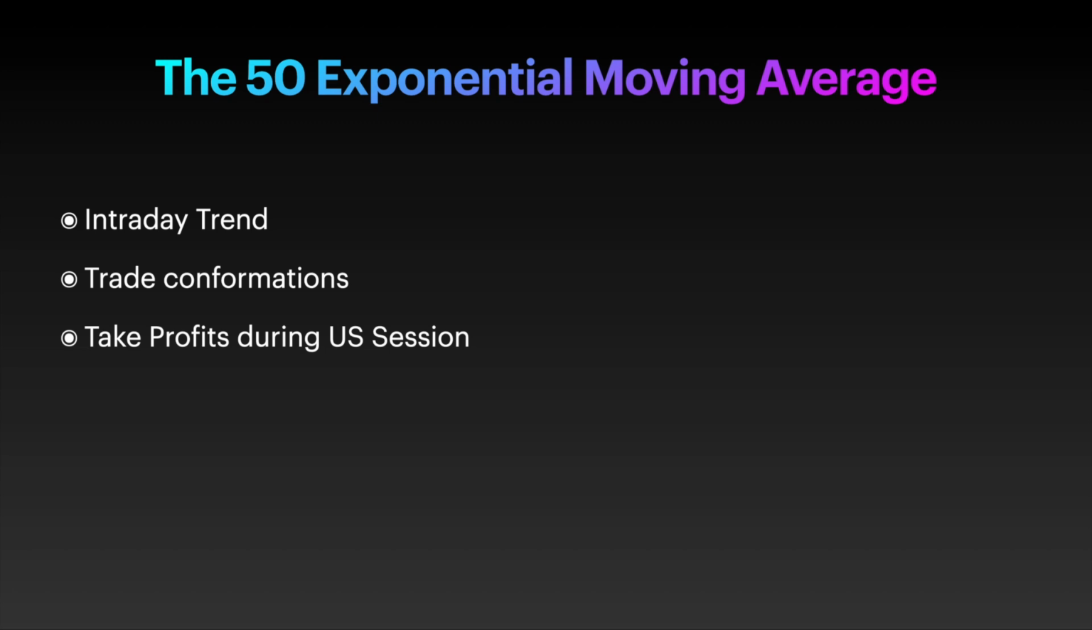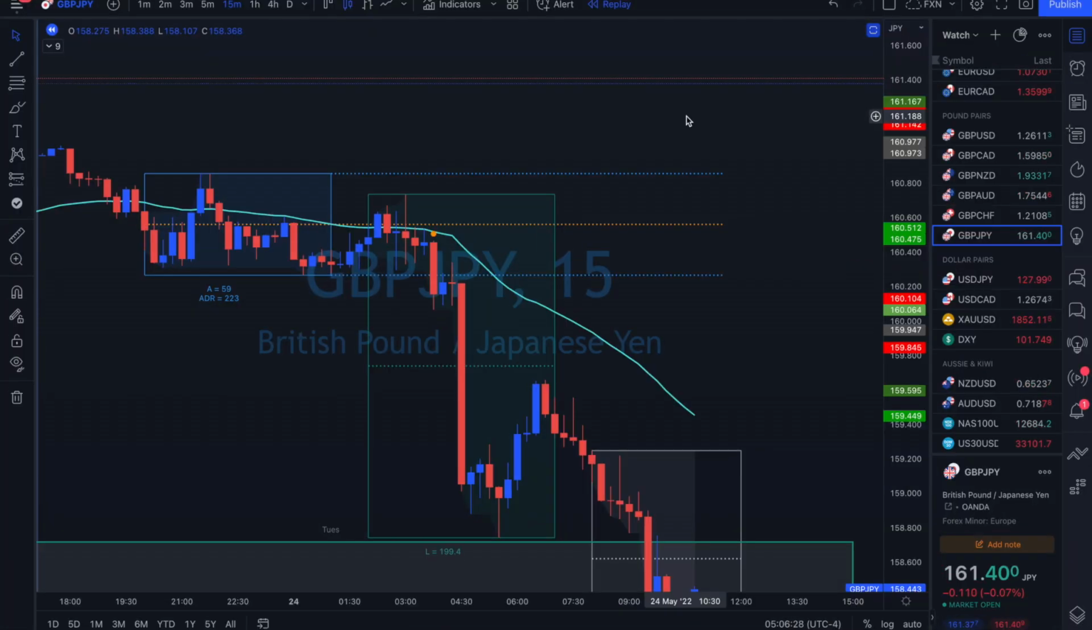All right, so I use it for those three specific things: intraday trend, trade confirmations, and take profits during the US session. So now that you know what I use it for, let me show you some examples of what I'm talking about. All right, guys, so let's take a look at some examples here.